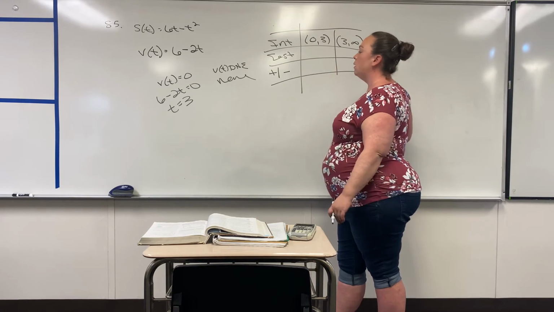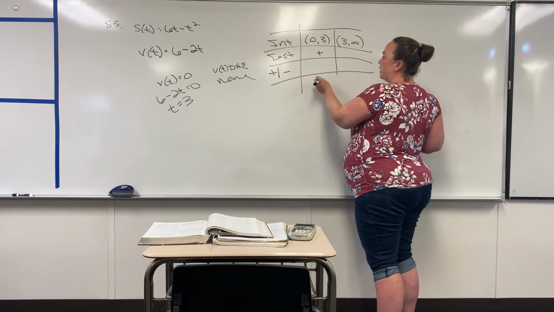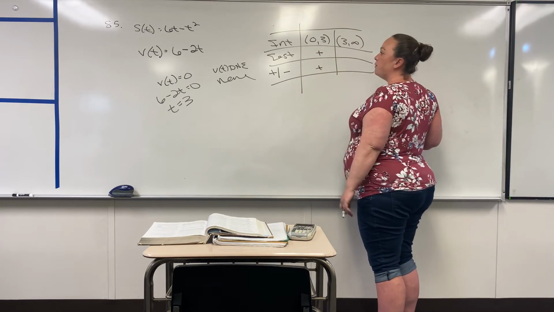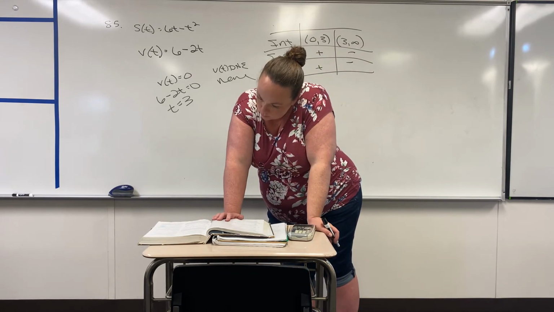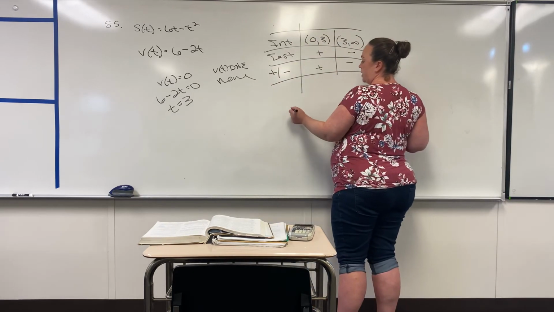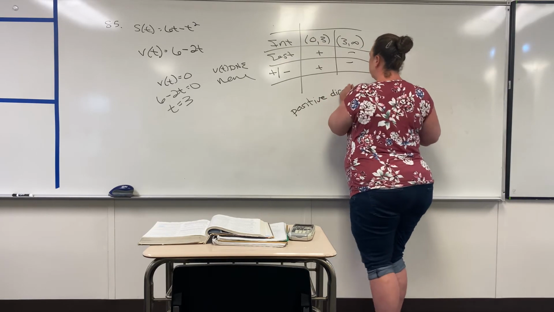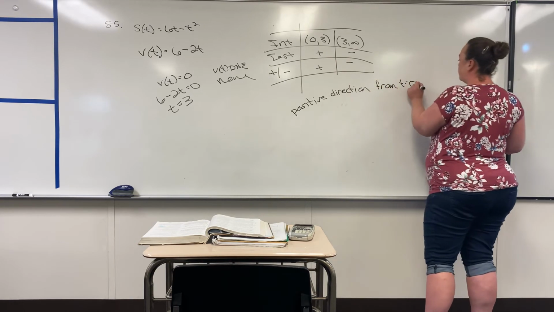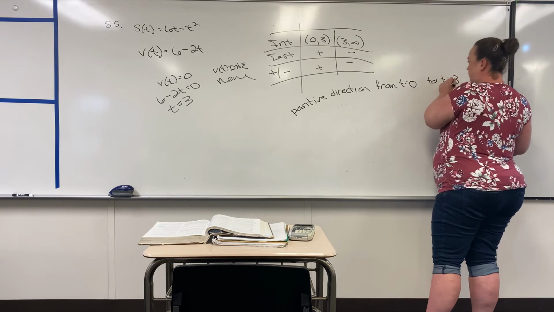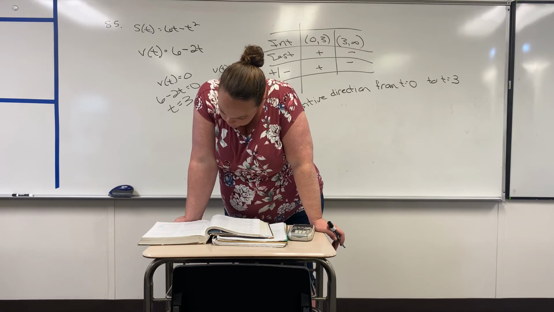So if you plug in or graph something between 0 and 3, that's positive. If you go from 3 to infinity, so then you can say that you're moving in a positive direction from t equals 0 to t equals 3. And I think it's seconds. Oh, they didn't specify, so I just go with 0 to 3.